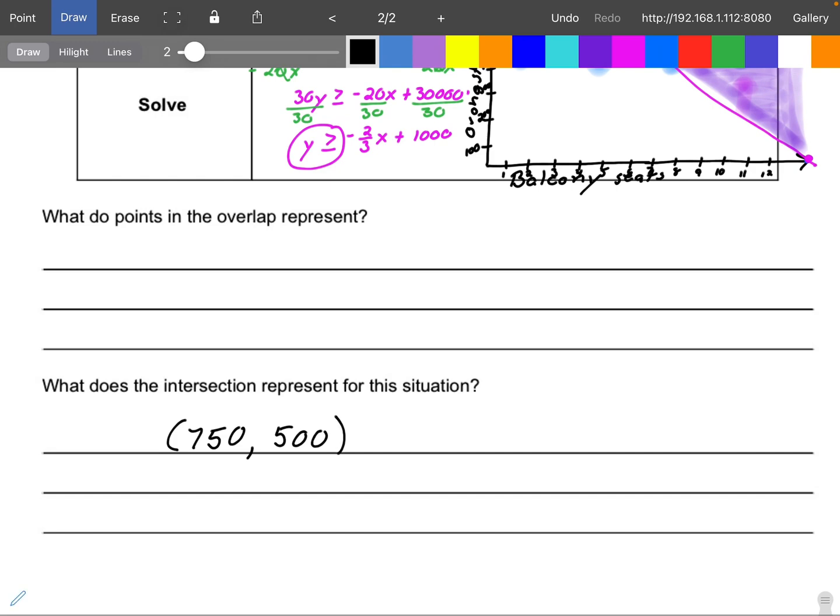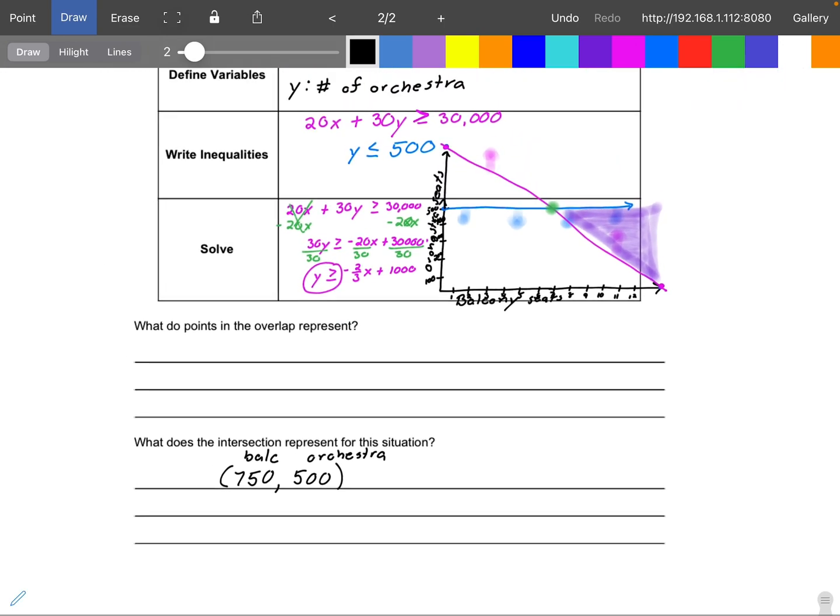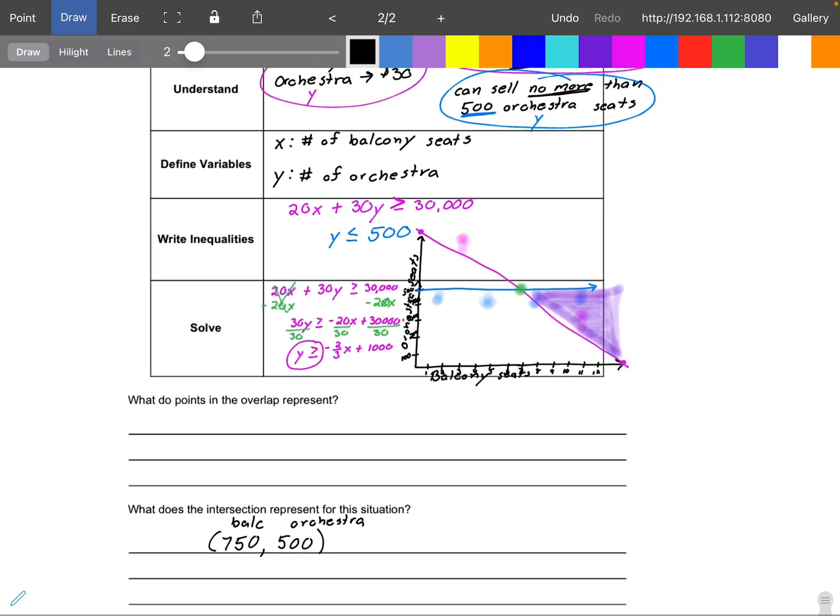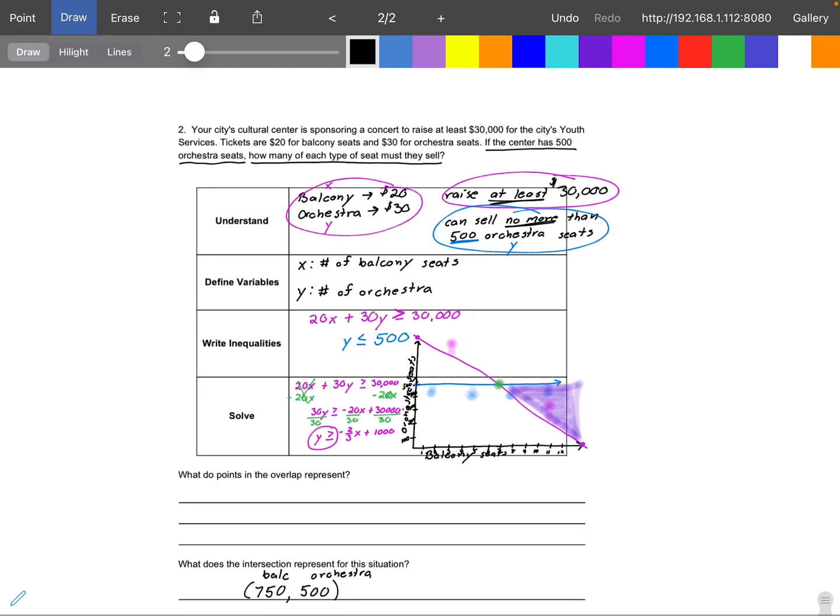So that tells us balcony seats and orchestra seats. To raise exactly $30,000, we would have to sell all 500 orchestra seats and then 750 balcony seats. So anything over that 750 balcony seats, we're going to raise more money for those kids, and that's what we want. Okay, so that is it for Unit 2, LT6.